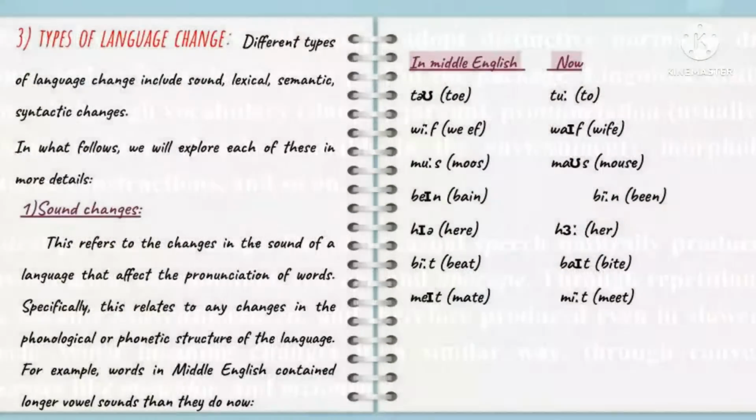Now let's see types of language change. Different types of language change include sound, lexical, semantic, syntactic changes. In what follows, we will explore each of these in more detail. Let's start with sound changes.